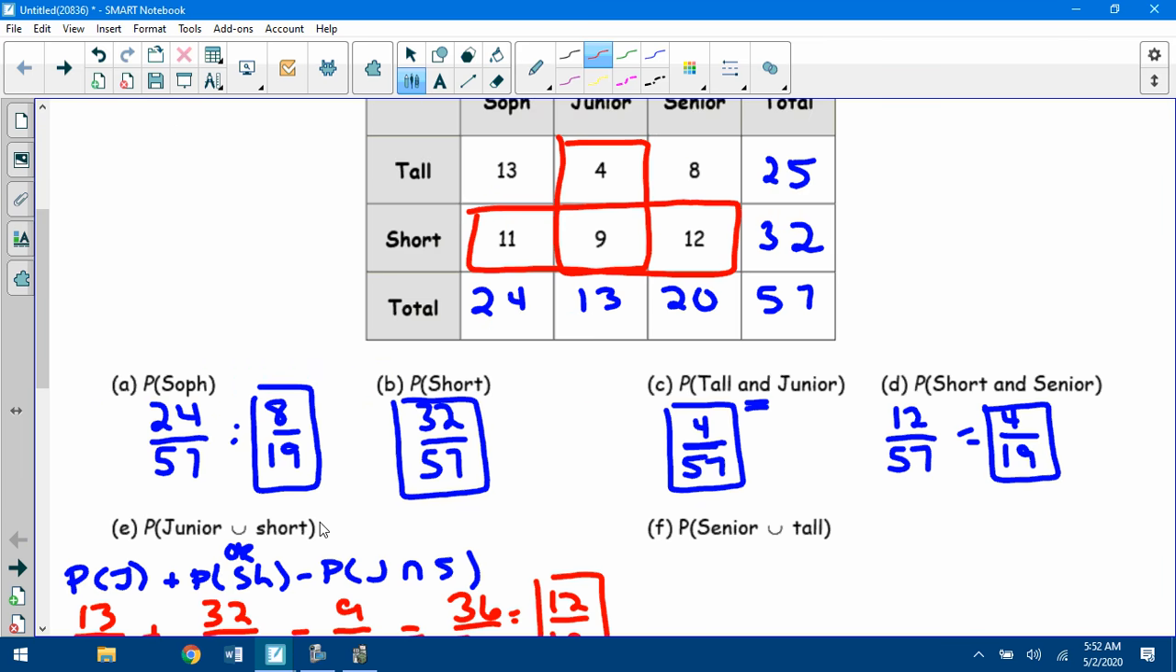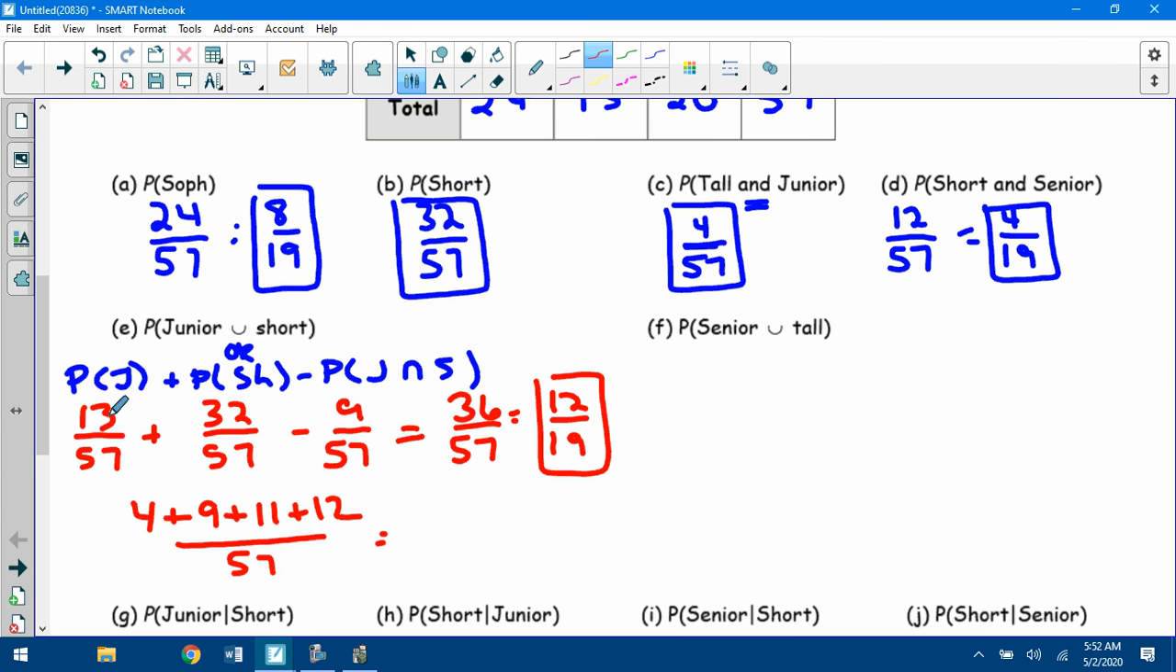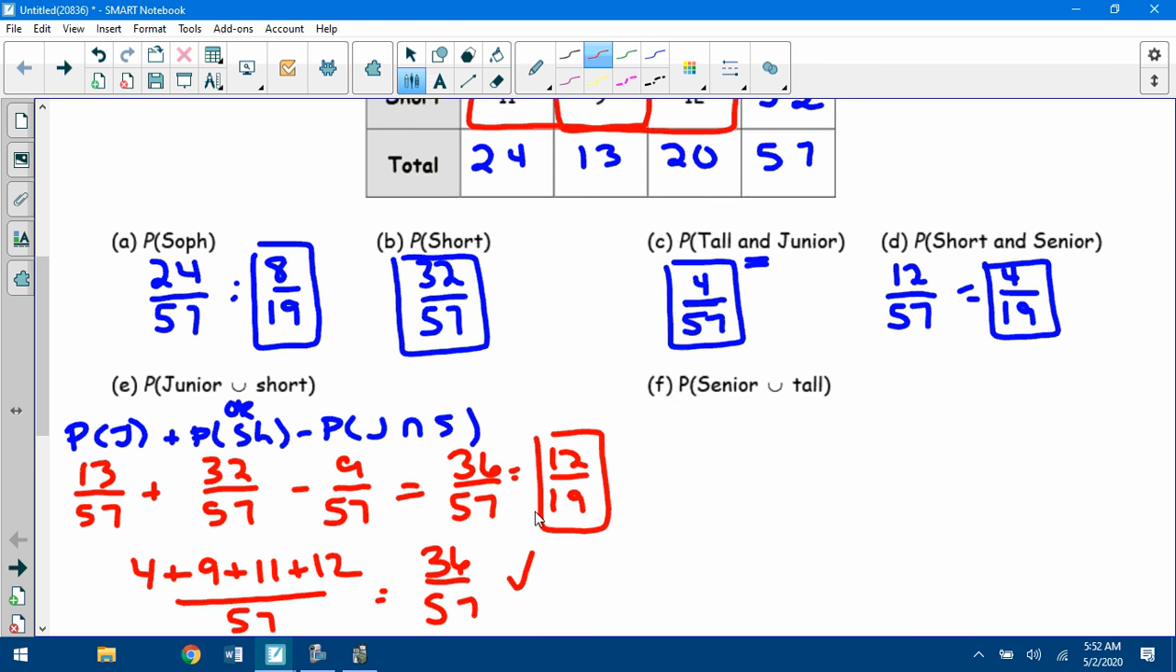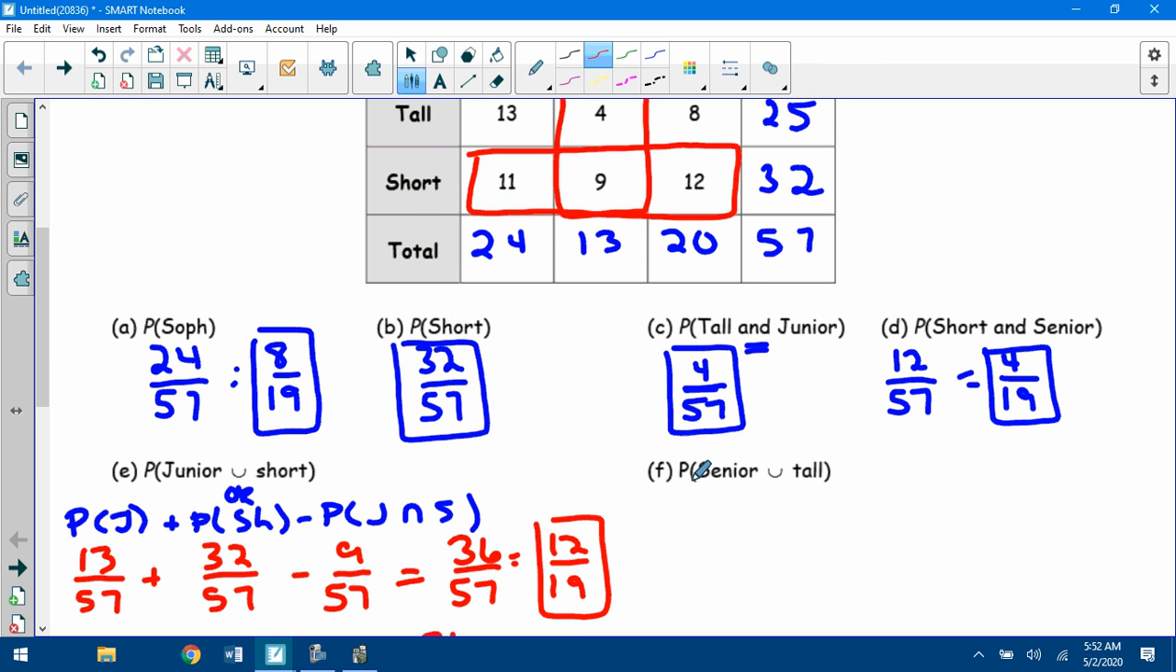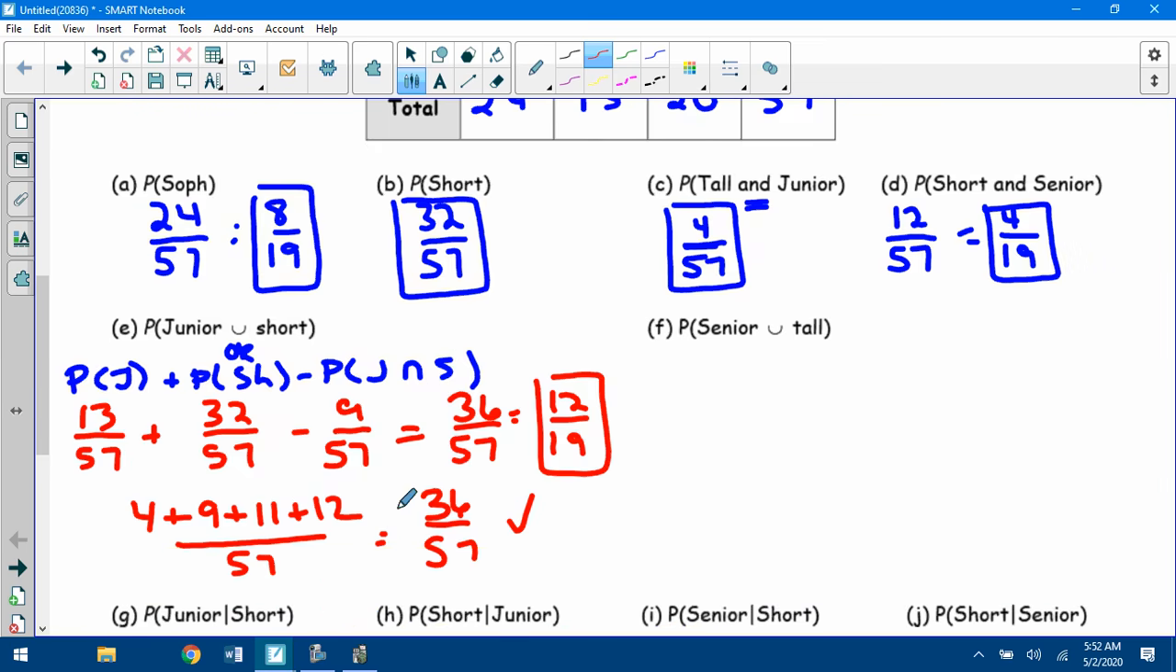Hang on. Did I do something wrong? Let's double check. 45 minus 9, okay. 13. Oh, what am I doing? 13 plus 23 is 36 out of 57. Yep. There you go. So by the same token, senior or tall, you could use the formula or you could just count.